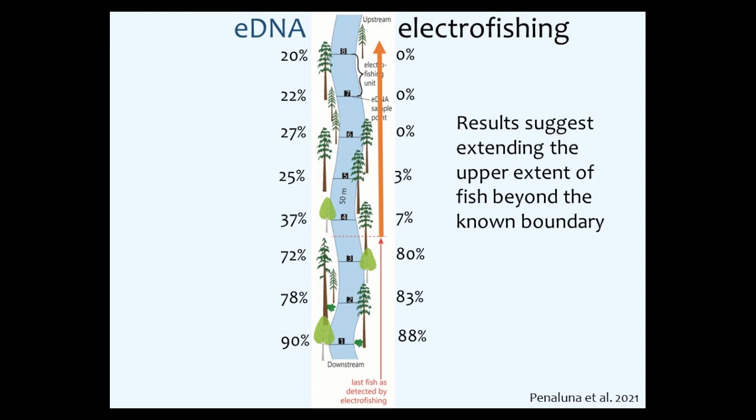And so that suggests that fish likely move beyond that, especially at sites that have what I call soft edges. It's not the places with the big waterfalls, it's the places where they kind of putter out, season to season or year to year.